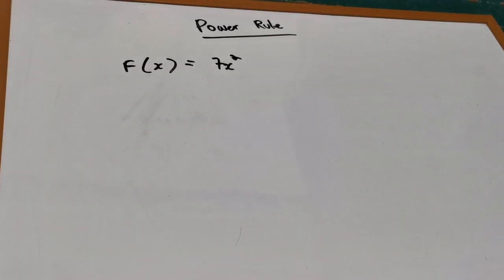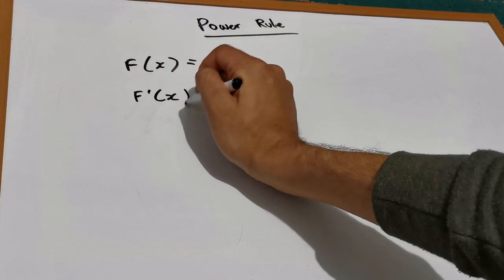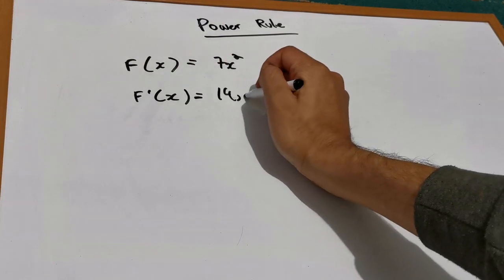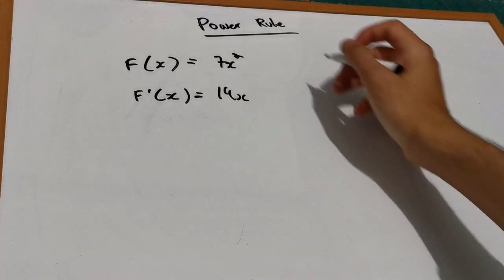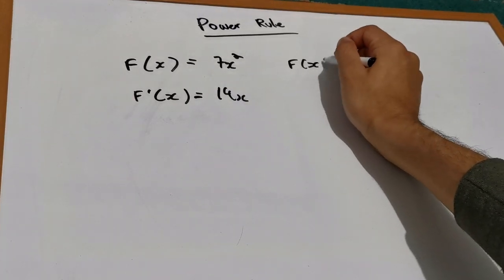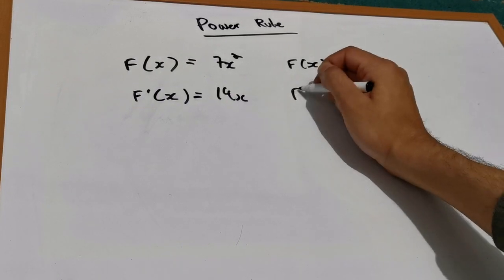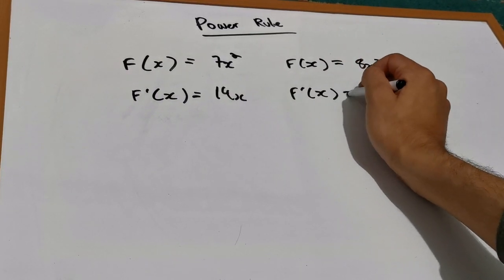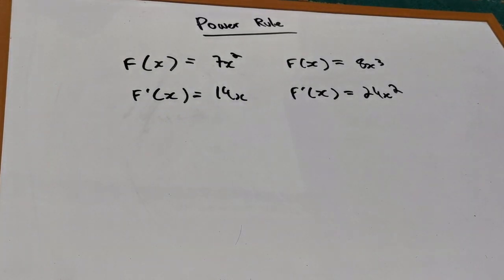Say f of x is equal to 7x squared. If I also tell you that f prime of x is equal to 14x. Think about the general pattern here. I'll give you another one. F of x is equal to, say, 8x cubed. F prime of x would then be equal to 24x squared. Now how did I do that so quickly?